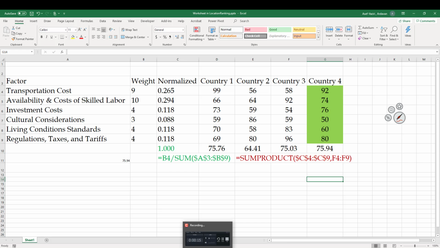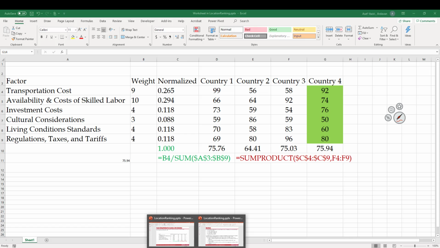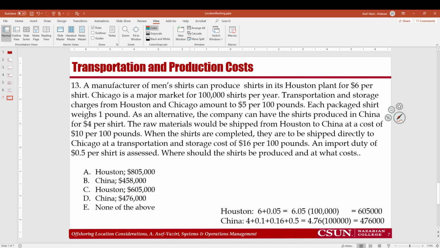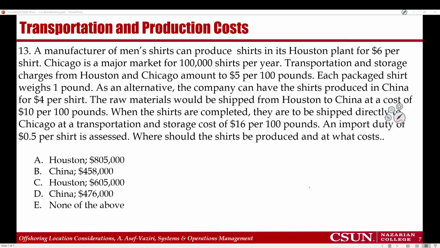So we learned the factor ranking method. Let me go to something else. Look at this problem and let's solve it. Read it, please, and let's solve it. We can produce a product in Houston for $6 per shirt. We need to send them to Chicago, and the demand is 100,000 shirts per day.